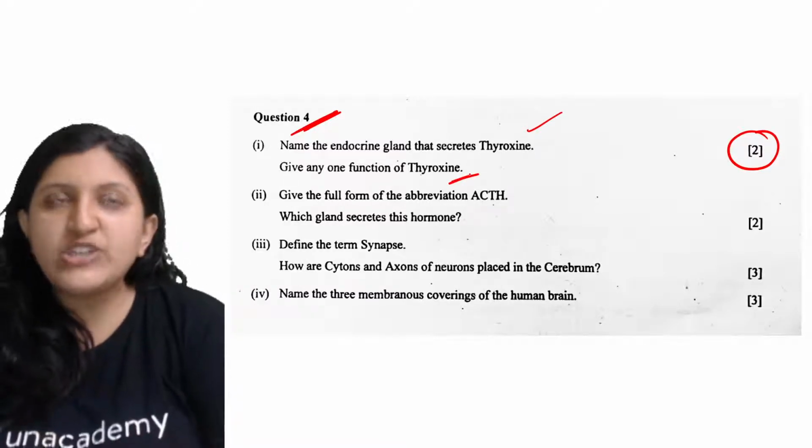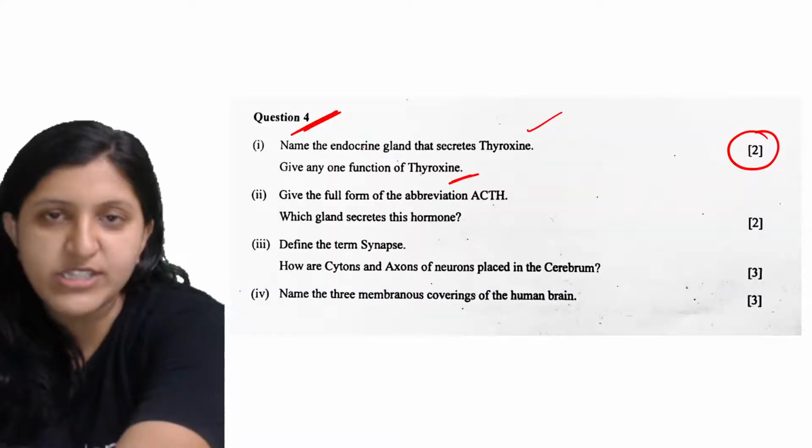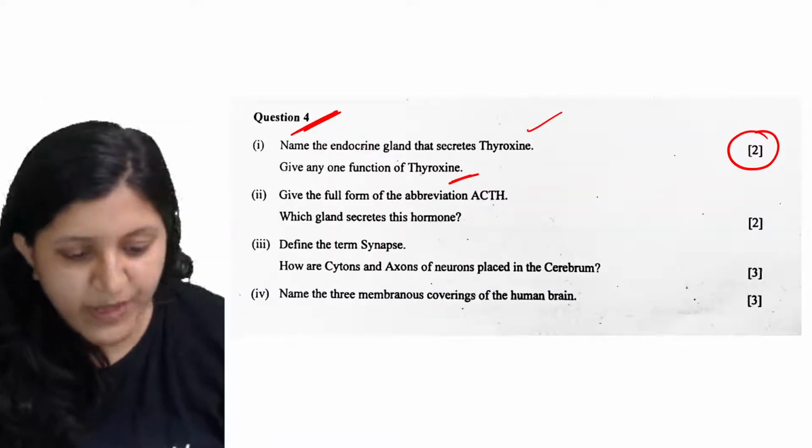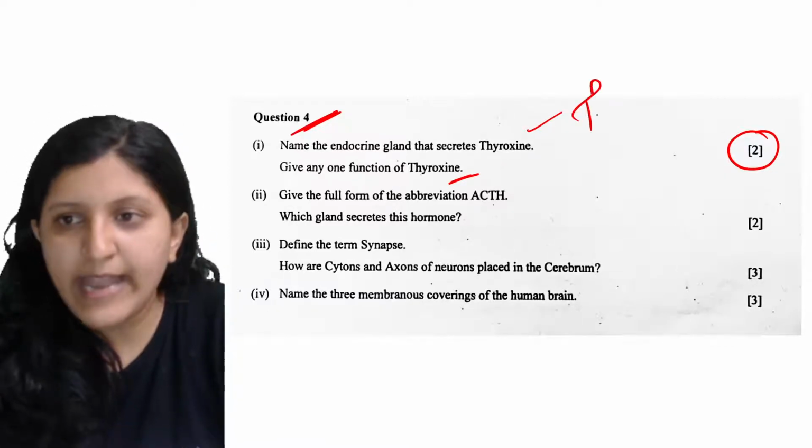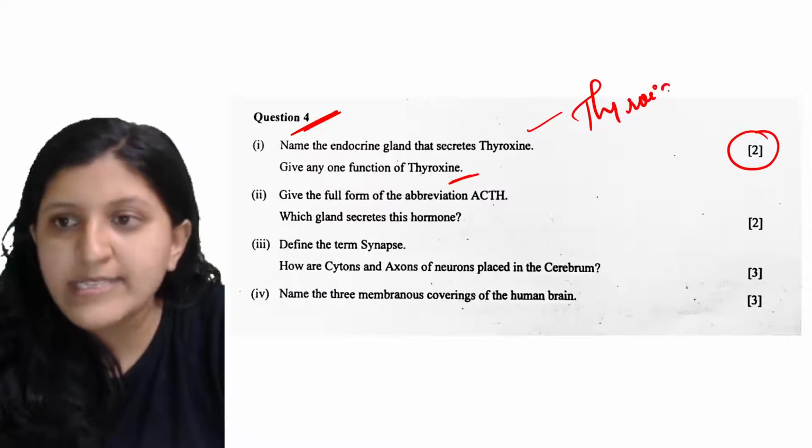So all the questions are actually easy, like the first 3 questions we saw here, that is questions 1, 2 and 3. All of them are anyway easy. Okay. So this one is the thyroid gland. Yes, that's right. So the thyroid gland is there.